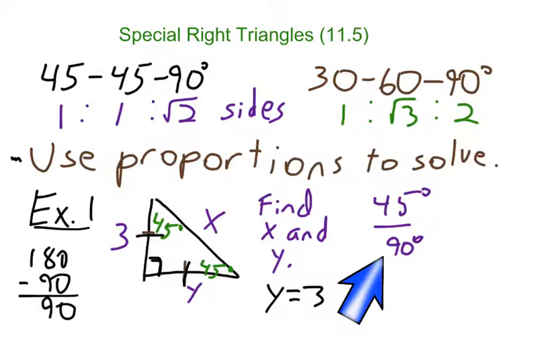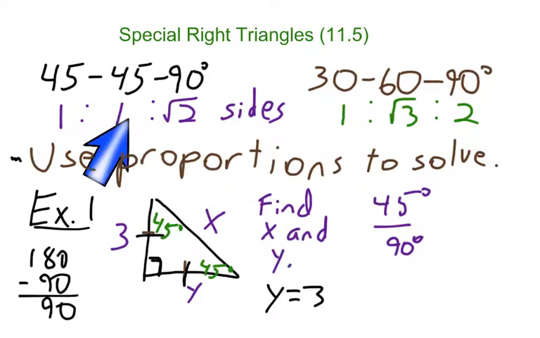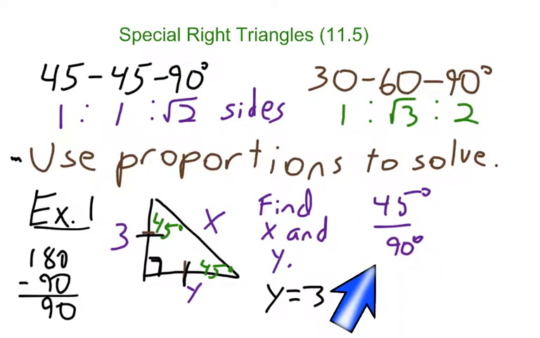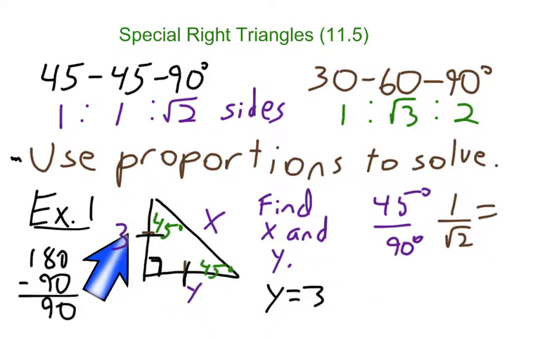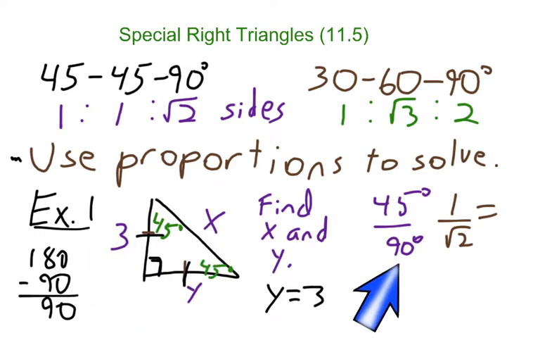I'm going to use my relationship first for 45-90. Look up here at our chart. 45 gets a 1, 90 gets a square root of 2. So I'm going to set up my proportion that way. So 1 over square root of 2. And now I'm going to fill in. 45 gets a 3, then 90 gets an x.